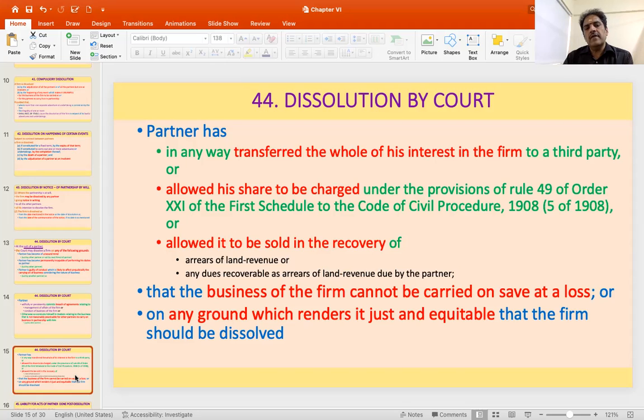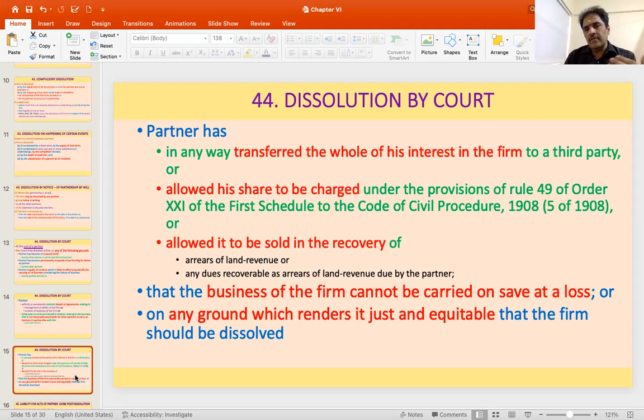Or if a partner has allowed his share to be charged under the provisions of Rule 49 of Order 21 of the first schedule of the CPC. Where there are proceedings for recovery of money, and the share of the partner is also allowed to be charged for the purpose of recovering these dues for enforcement of a decree, if these kinds of proceedings are there, then also the other partner can go and ask for dissolution of the firm. Then, if the partner has allowed his share to be sold in the recovery of arrears of land revenue, or any dues recoverable as arrears of land revenue due by the partner.